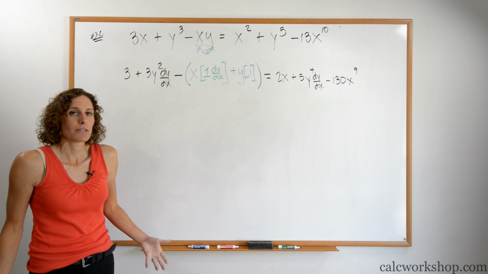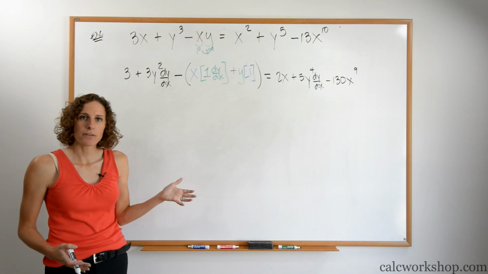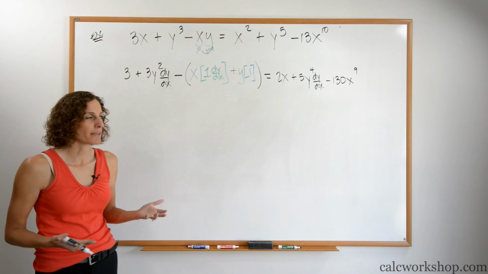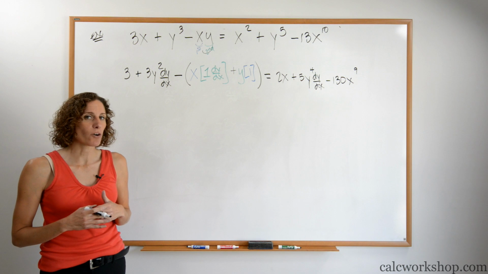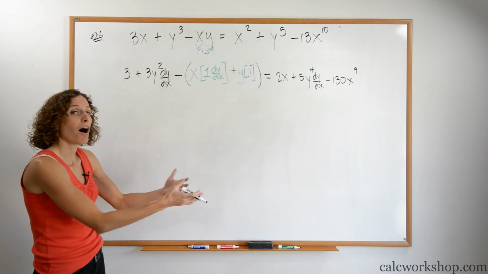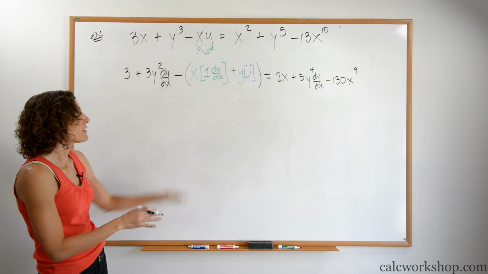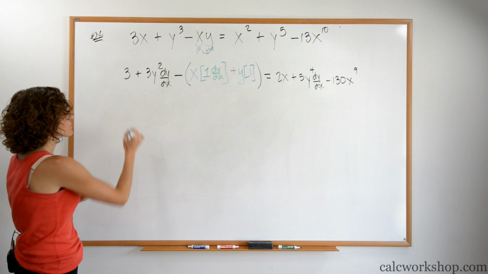What do we gotta do now? Get all the dy/dx's on one side, everybody else on the other, factor, simplify. So what side do we want them on? They tend to always go to the left-hand side. So let's get all the dy/dx's on the left-hand side. Let's first take care of this parentheses, and then we can start shuffling around.